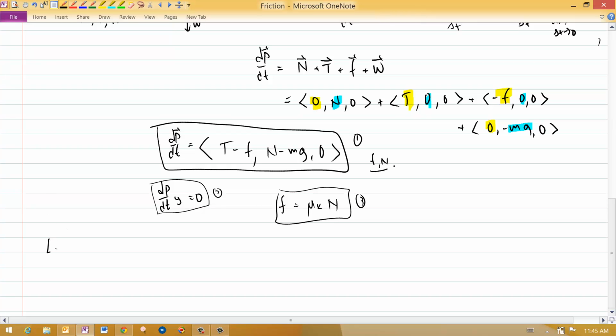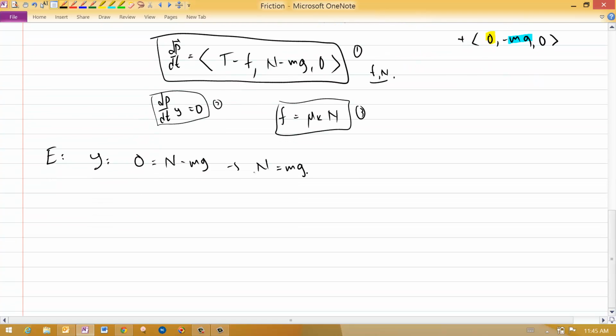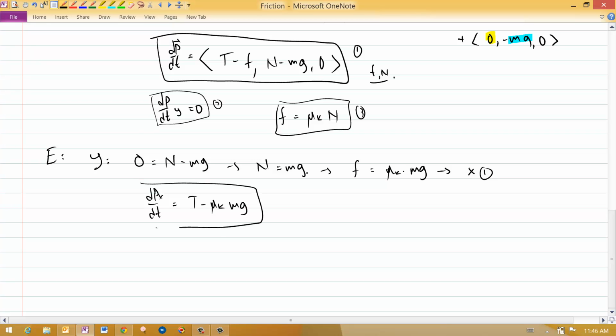So now I can go into execute, solve. If I look at the y component of equation 1, I get 0 is equal to n minus mg. So it says that the normal force is mg. I can substitute that into equation number 3, the kinetic friction approximation, and get that the friction force is equal to mu k times mg, and I'll put that back into the x component of equation 1. So I get dp x/dt is equal to tension minus mu k mg. And now I have no unknowns left. That's my answer.